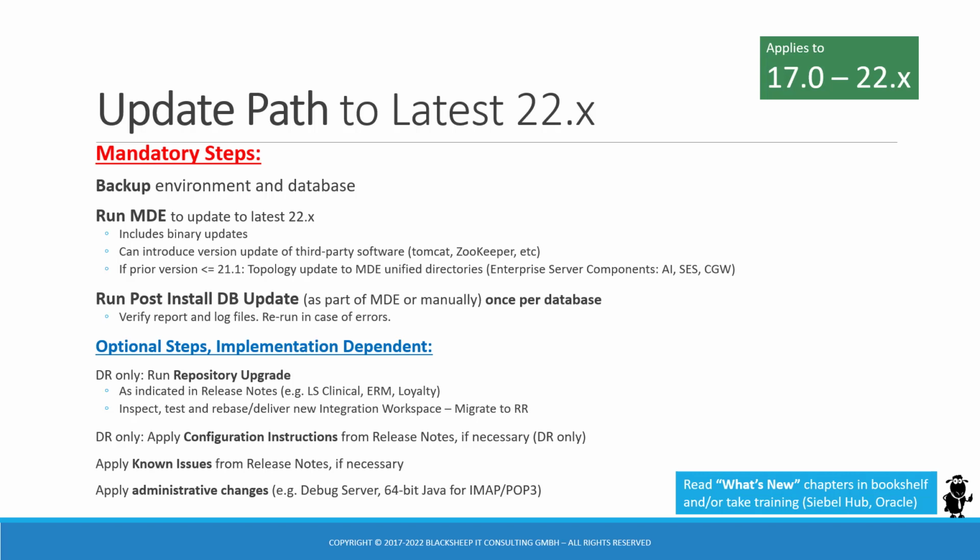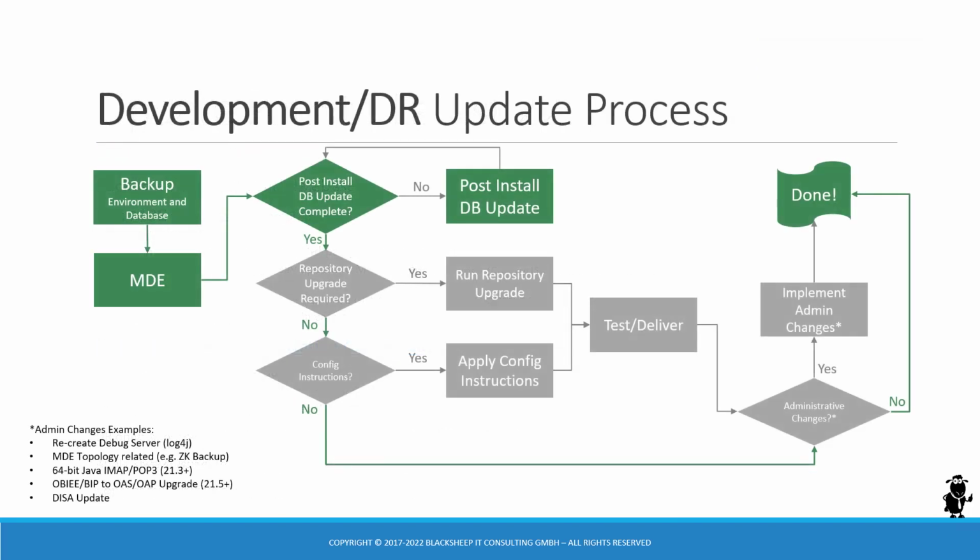The update path that we will do: we will do an update from 20.4 to 22.2. So this is the path we have ahead. We will start on a machine that we have made sure has a backup. The environment database can be easily restored. We will run the modular deployment engine, and we will run the mandatory post-install database update to make sure that it's completed.